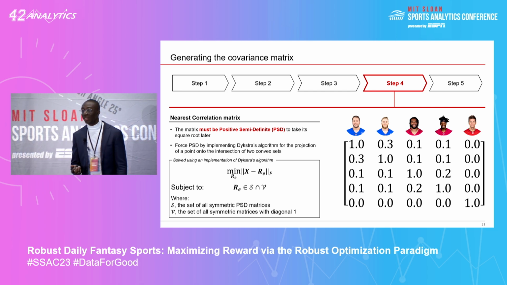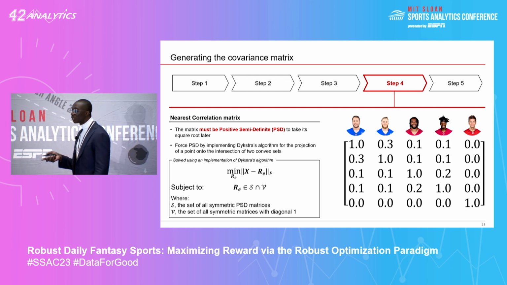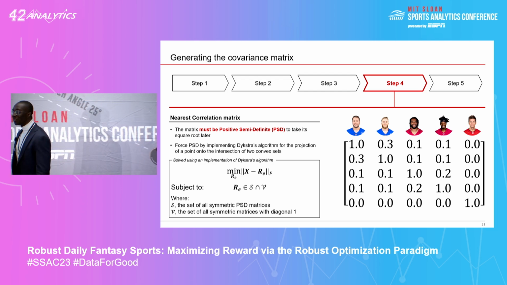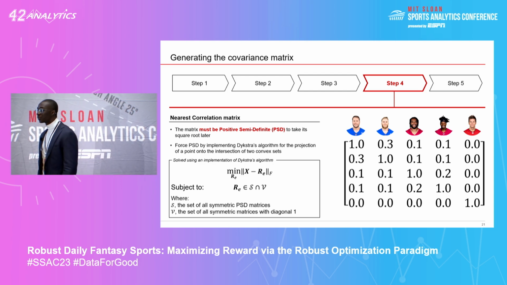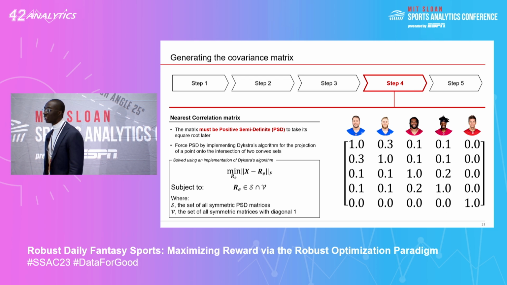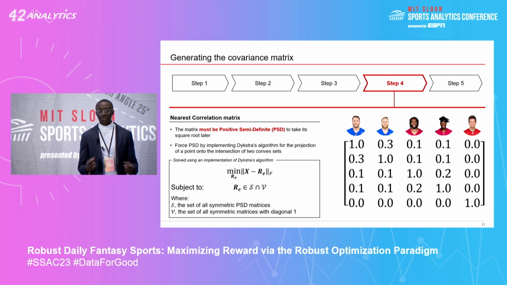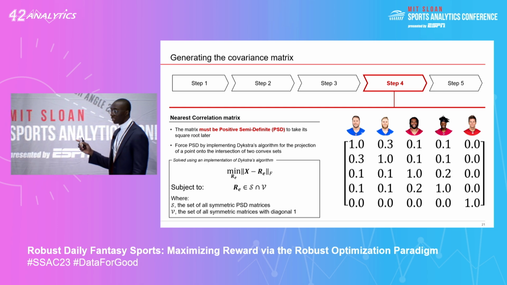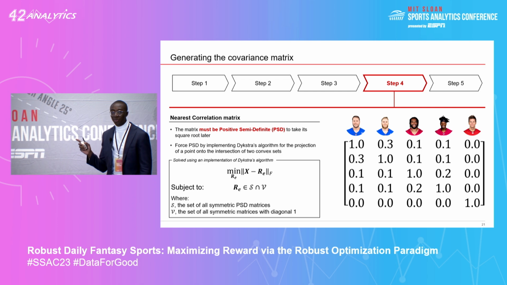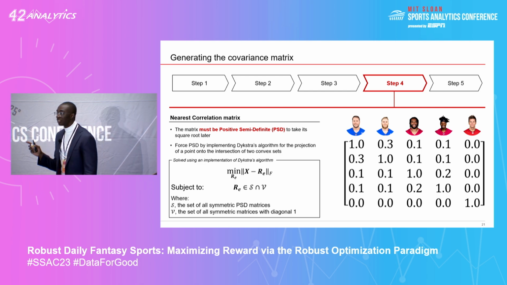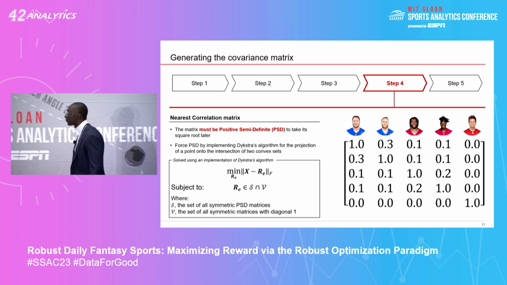But I need to do that while keeping the values as close to the ones that I had just calculated before. And so I implement another optimization to deal with that. I implement Dykstra's alternating projections algorithm, which projects a point onto the intersection of two convex sets. In this scenario, the two convex sets are the set of symmetric matrices with diagonal 1, as well as the set of symmetric matrices that are also positive semi-definite.